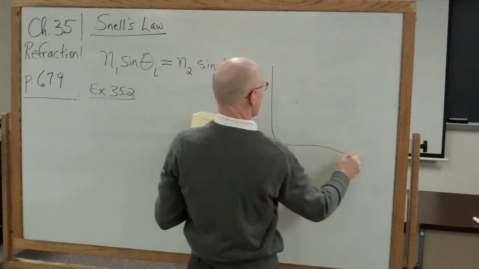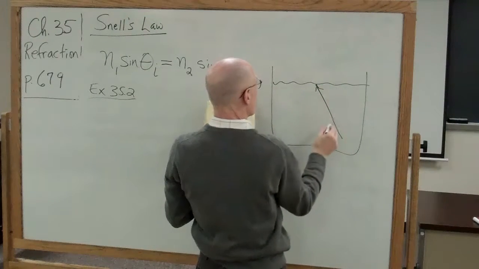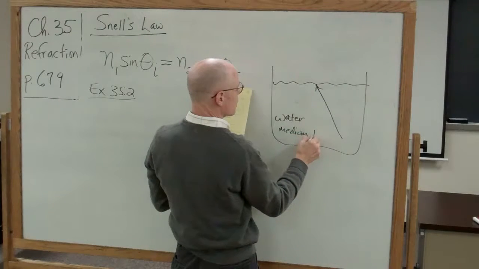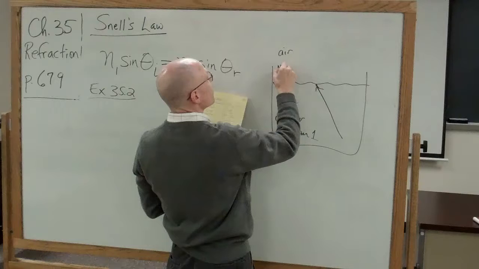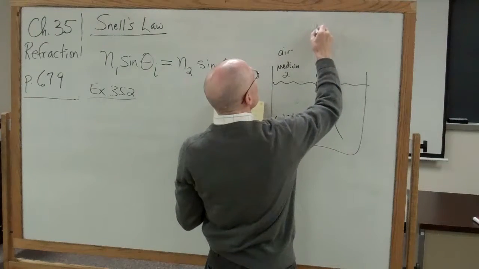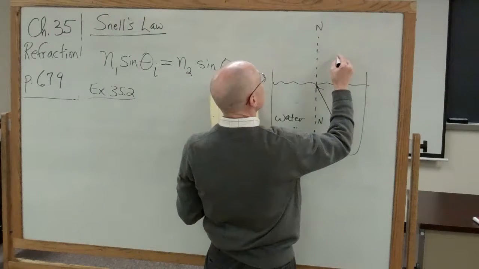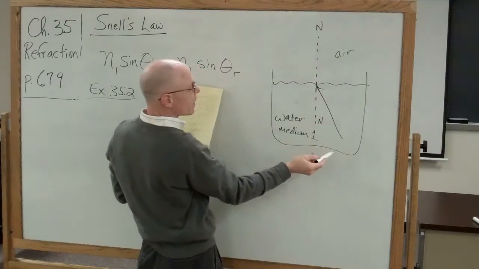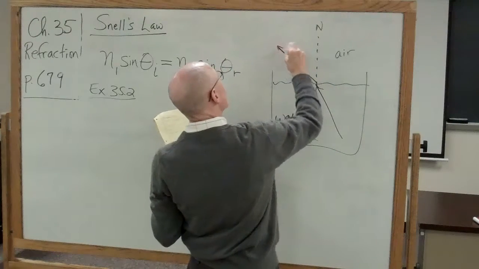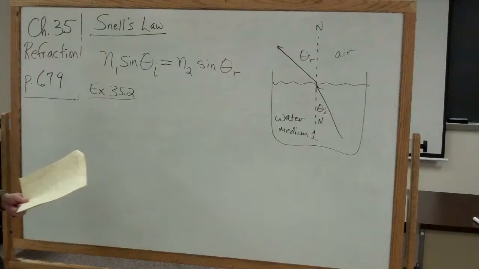So let's say you have a beaker of water and you have an incident ray. The water is going to end up being your medium 1. And then it's passing out into air, which will be your medium 2. We have a normal line. And remember, as the light ray goes from a more dense to a less dense medium, the light ray will refract away from the normal line. So it'll look something like that.